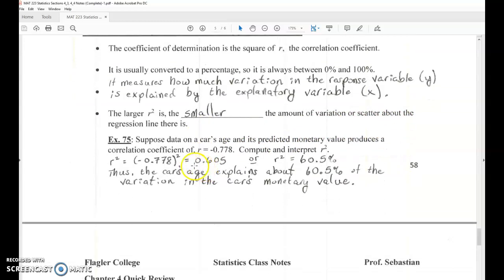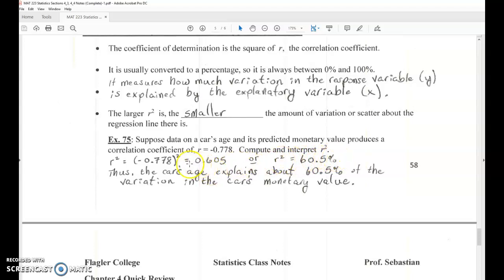So for example, suppose data on a car's age and its monetary value produces a correlation coefficient r of negative 0.778. So we have a fairly strong negative correlation. As x increases, y tends to decrease in this case. So let's compute and interpret r squared. We just square this number, and the negative sign becomes positive. Squaring 0.778, whenever you square something less than 1, it becomes a little bit smaller, so it's 0.605. Now, if I turn it into a percentage, I just multiply it by 100, so r squared would be 60.5%.